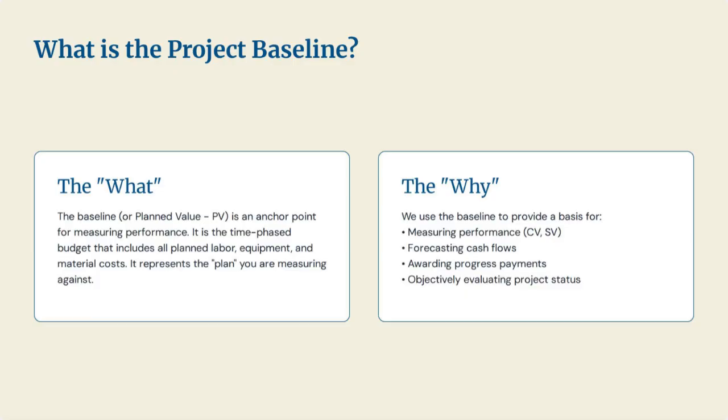The baseline has been mentioned, so it's important to be clear on what it is. The baseline, or plan value, PV, is the anchor point. It's the time-phased budget. It's not just a single number, like $1 million. It's $1 million spread out over time. It shows exactly how much was planned to be spent by any given point in the project. The why is that nothing can be measured without it. The baseline is what allows performance to be measured by calculating those variances, cash flows to be forecasted, and, very importantly, the project status to be objectively evaluated. It is the official plan that performance is measured against.